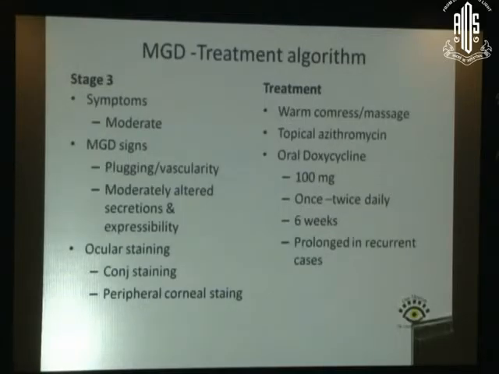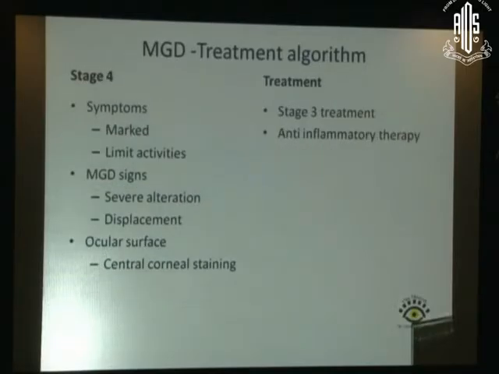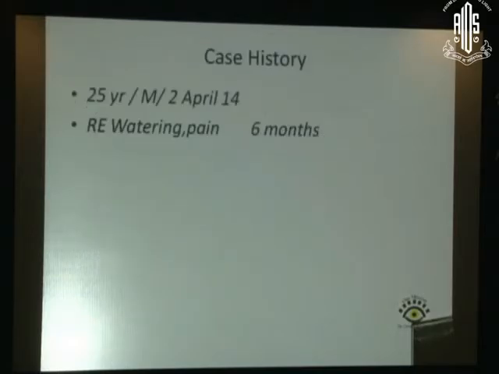Stage 3 is that in which we get ocular surface staining also. So in these patients, in addition to warm compresses and azithromycin, we add oral doxycycline. And last is stage 4, in which secretions are very turbid, and we need additional anti-inflammatory therapy also. I will give just one example of this stage 4. This is a young patient, a 25-year-old male.